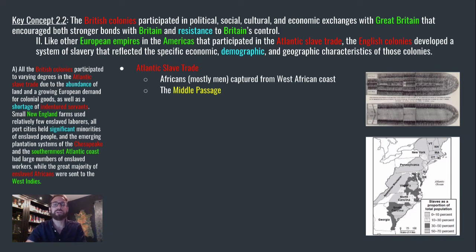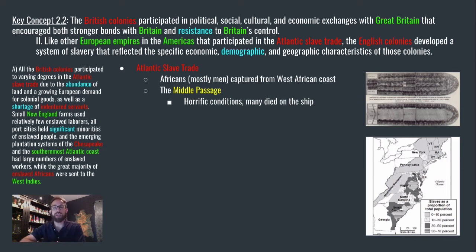Okay, so the trip across the Atlantic, one of those parts of the triangle, the South Atlantic trade, was called the Middle Passage. It's called the Middle Passage because it's the one in the middle between Africa and the Americas. So, a little about it: really horrific conditions. You can see on that diagram on the top right of your screen how they really crammed as many people below decks to transport as they could.